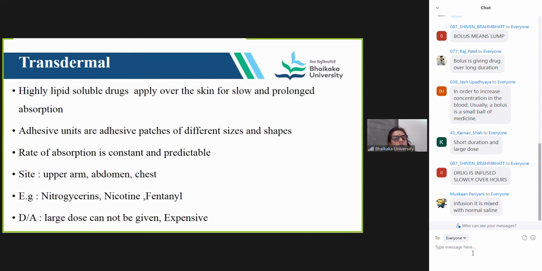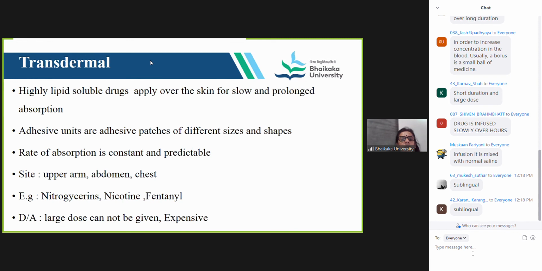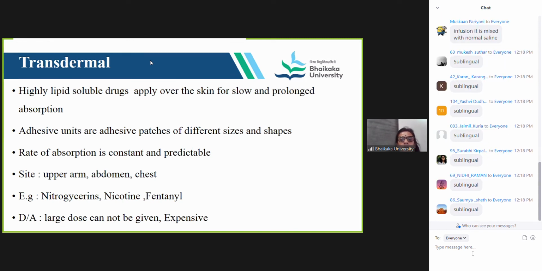The most common drug which is used through this route is nitroglycerin. So this drug is also used via some other route. Which was the route which I discussed for the nitroglycerin drug? Anyone? Nitroglycerin can be given sublingually, right? Very good. Sublingual, yes. Okay, fine. So nitroglycerin can be used even for the transdermal route also.